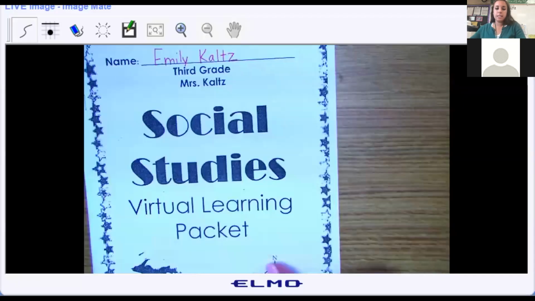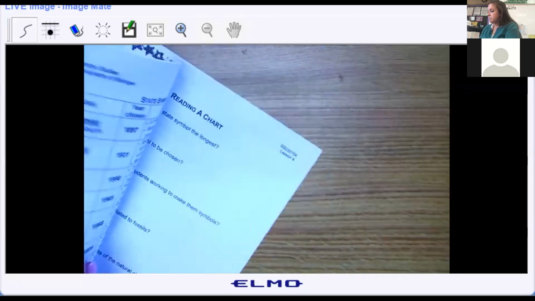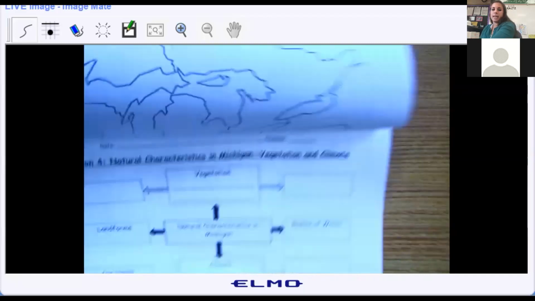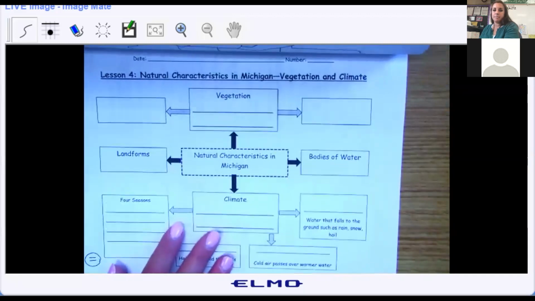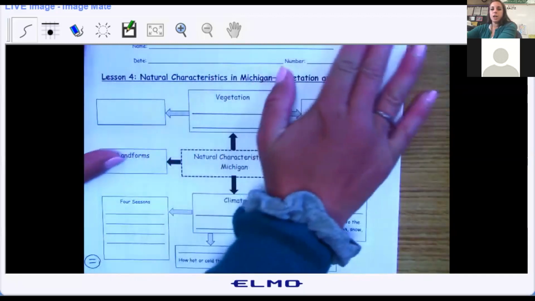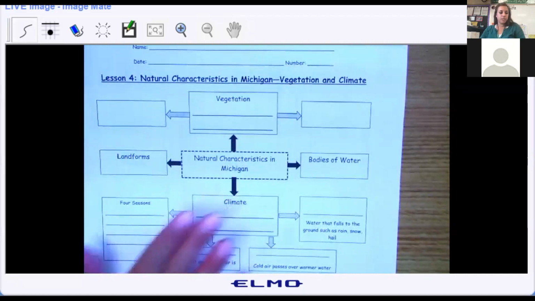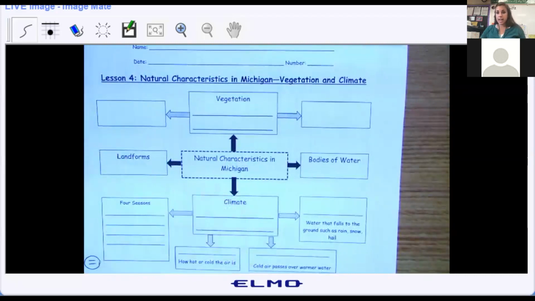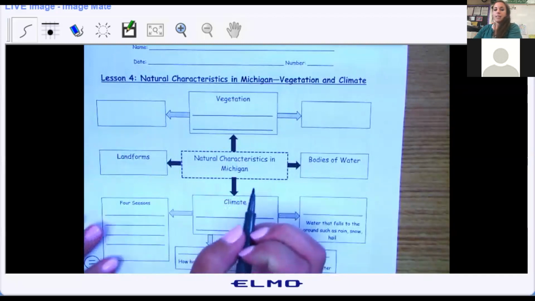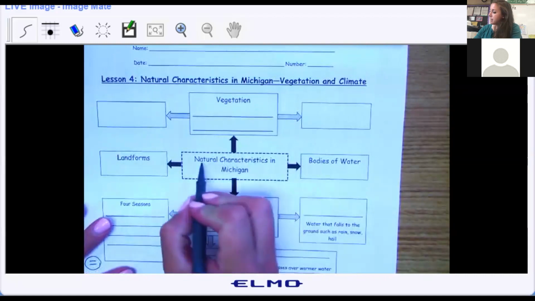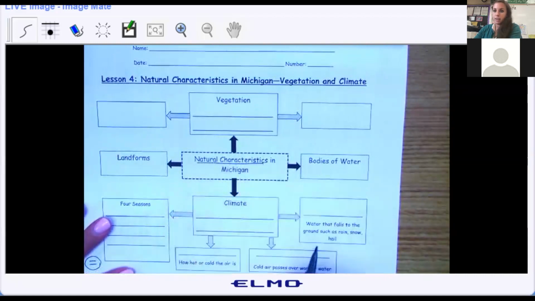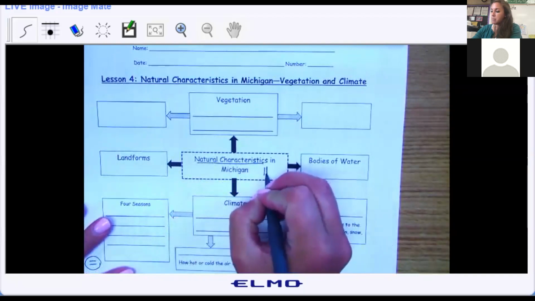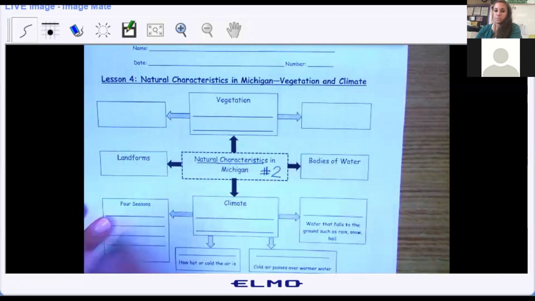So in your social studies packet, please turn to page 11. We're going to kind of turn it on its side. And here we see a chart that's going to go through these new terms. If you need to pause the video to catch up at any time, please feel free to do so. In the center of our chart, we have natural characteristics in Michigan. We're answering question number 2 that geographers ask. What are the natural characteristics of a place?